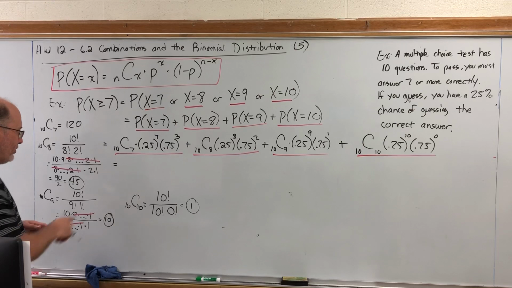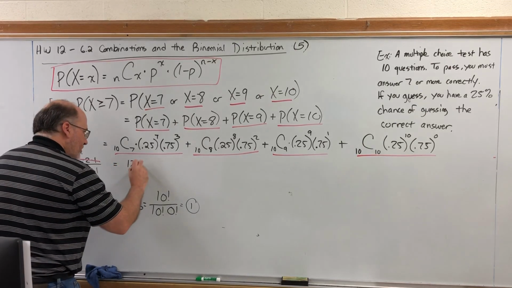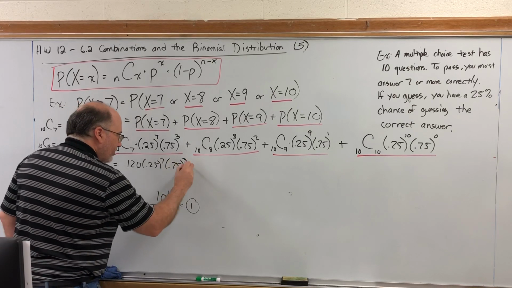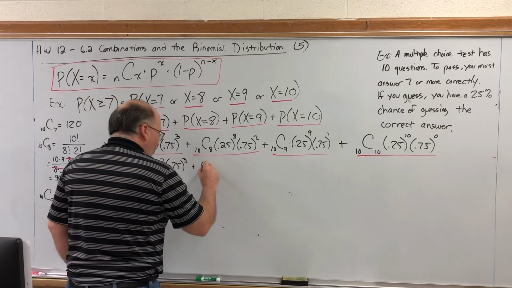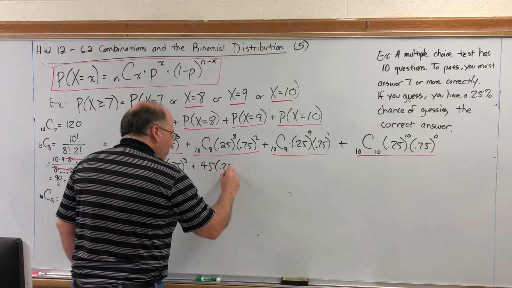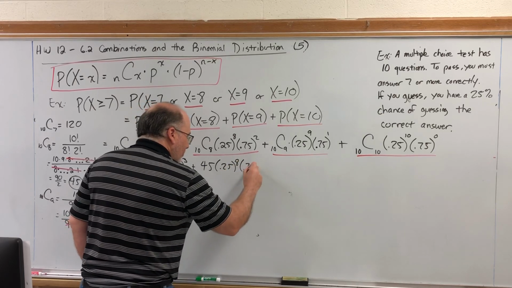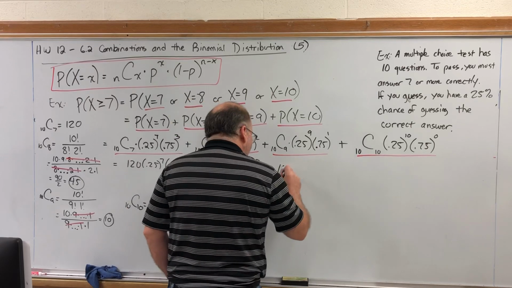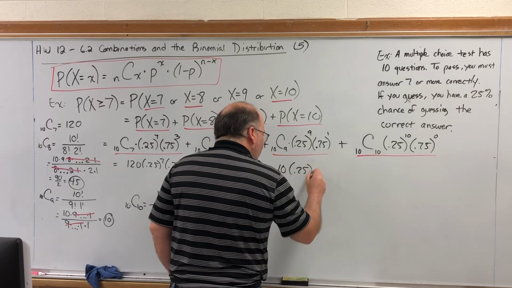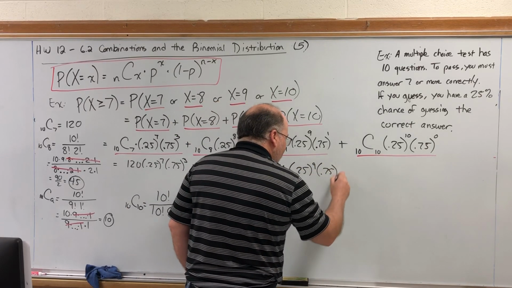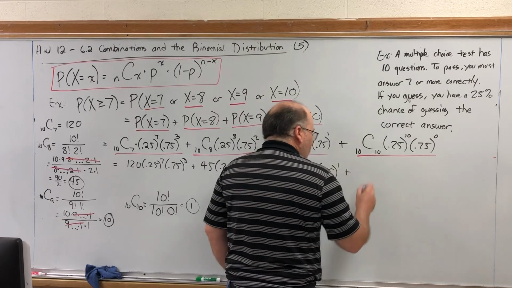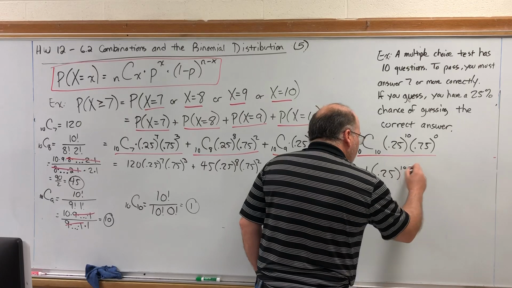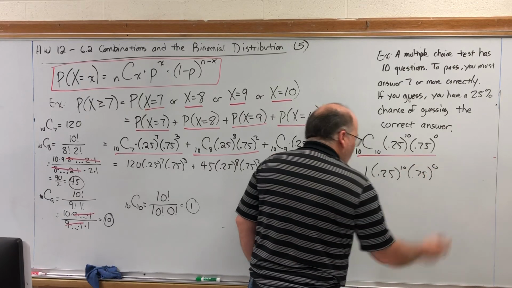So moving forward, we have 120 times 0.5 to the 7th times 0.75 to the 3rd plus 45 times 0.25 to the 8th times 0.75 to the 2nd plus 10 times 0.25 to the 9th times 0.75 to the 1st plus 1 times 0.25 to the 10th times 0.75 to the 0.